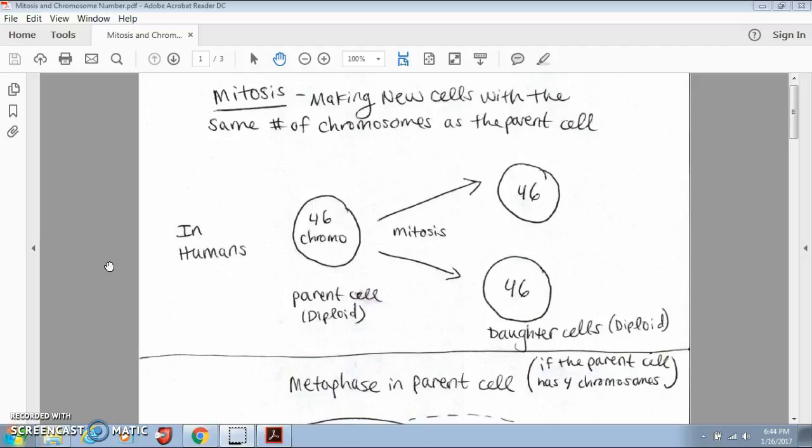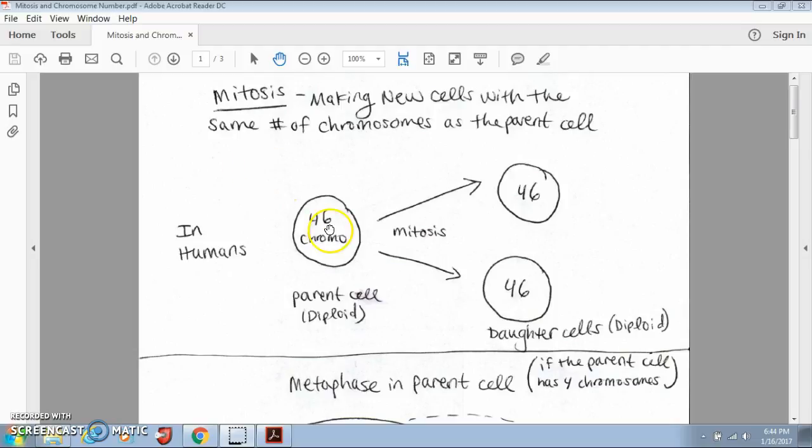In this video we're going to be talking about how mitosis affects the number of chromosomes in daughter cells. So, mitosis is the process that we use to make new cells that have the same number of chromosomes as the parent cell. We want to do this when we're creating new body cells, let's say to grow or to replace cells that were lost as a result of some injury. And an example of a body cell might be a bone cell, a skin cell, a blood cell, a muscle cell.